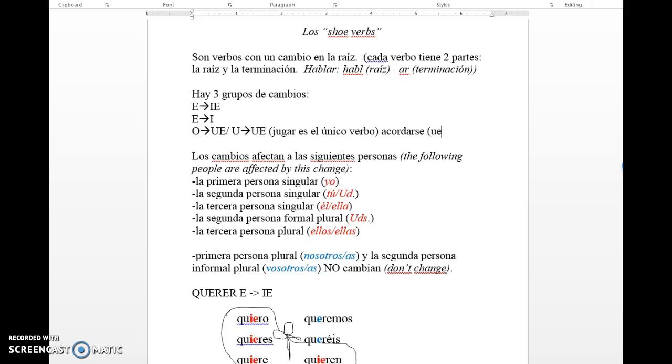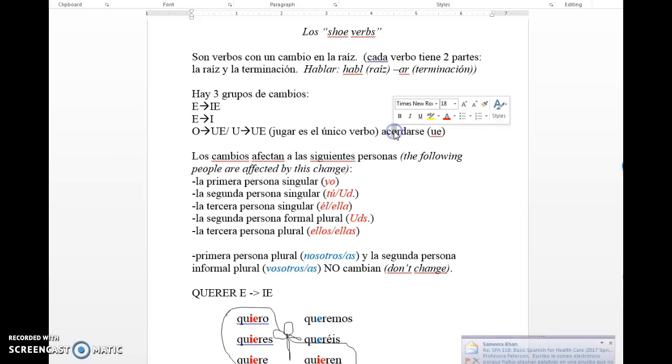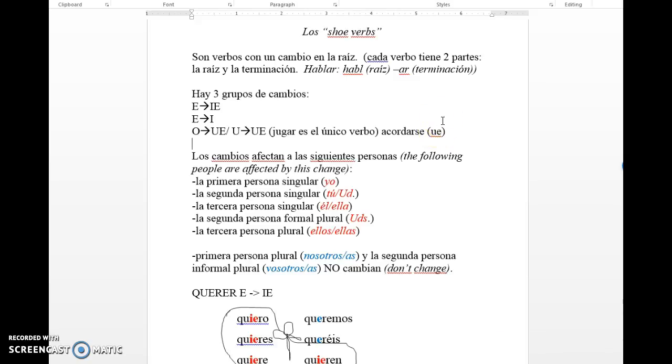And then they show us this. Okay? This is to tell us that acordarse is a verb where the O changes to UE. So as I go through my vocabulary list, on the page that I have O to UE, U to UE, I'm going to put acordarse. And then I'm just going to keep adding each chapter. Now granted, you only have chapters 3, 4, and 5 that will have these. But I will go through those lists, and then I'll have them all in one place.